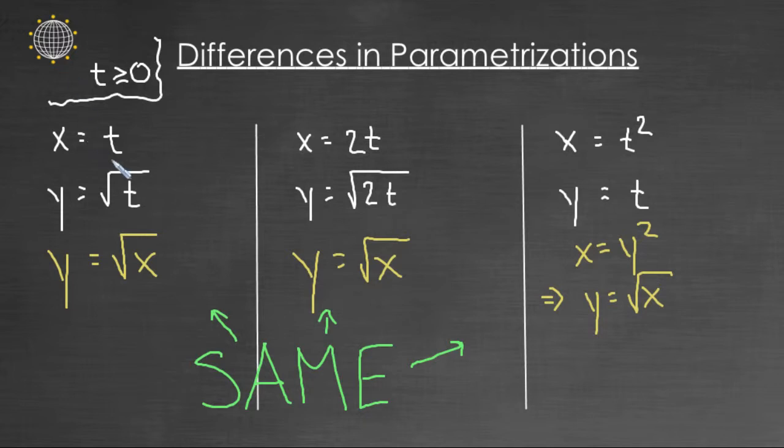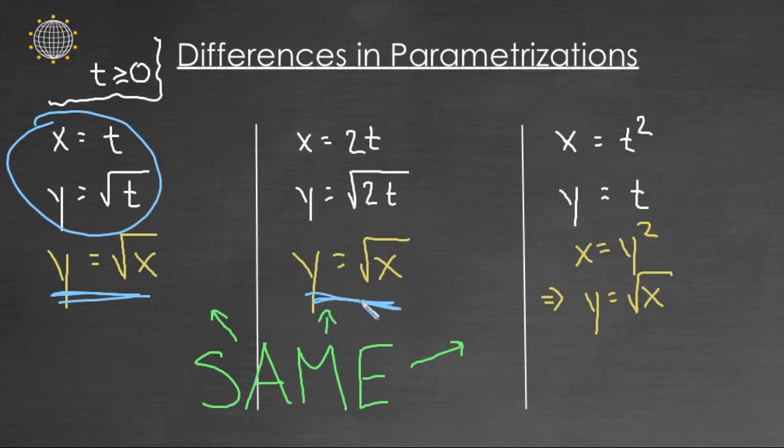And you can see that if you eliminate the parameter. For instance, if x equals t and y equals root t, then take x equal to t and plug x in place of t into the other equation, you get y equals the square root of x. This is a parametrization for y equals the square root of x. If x equals 2t and y equals the square root of 2t, you eliminate the parameter, you also get y equals the square root of x. So these are two different parametrizations for the same equation in rectangular form.